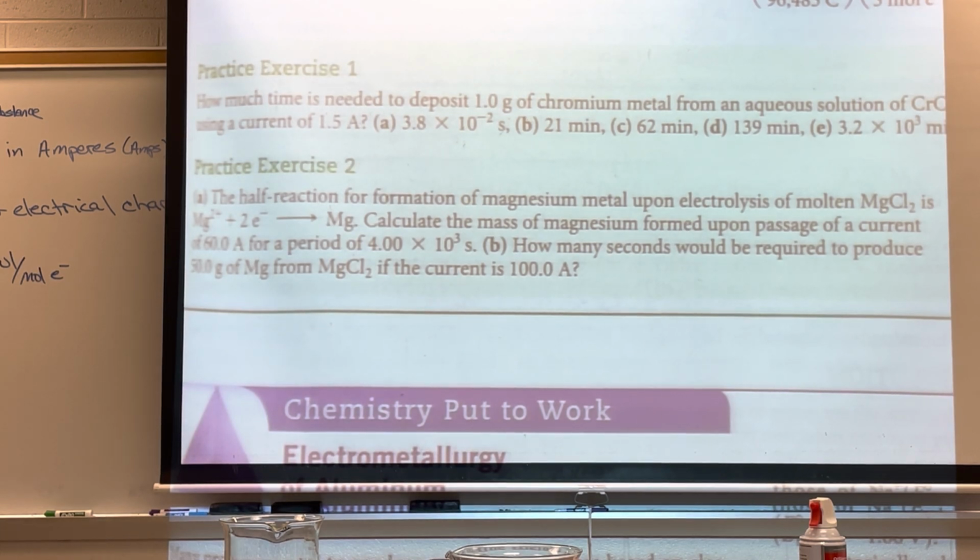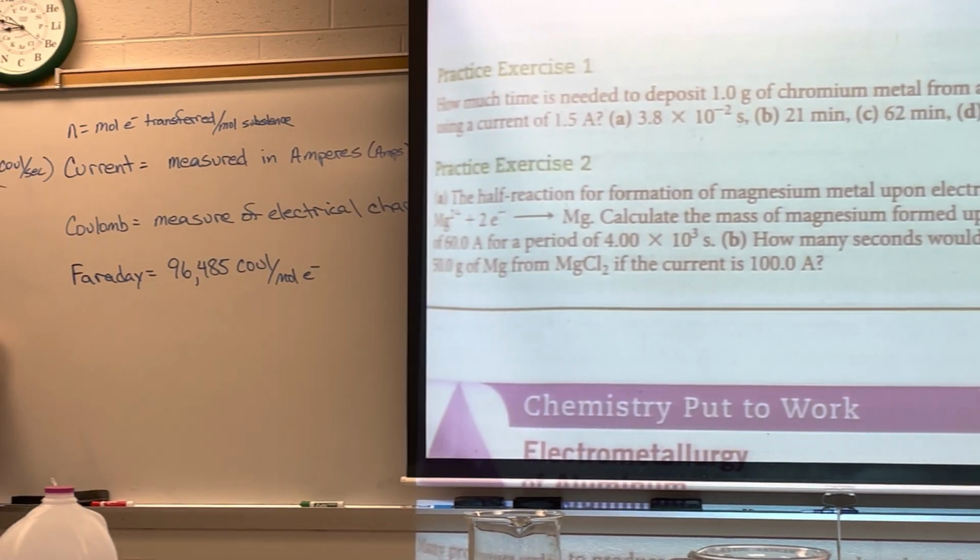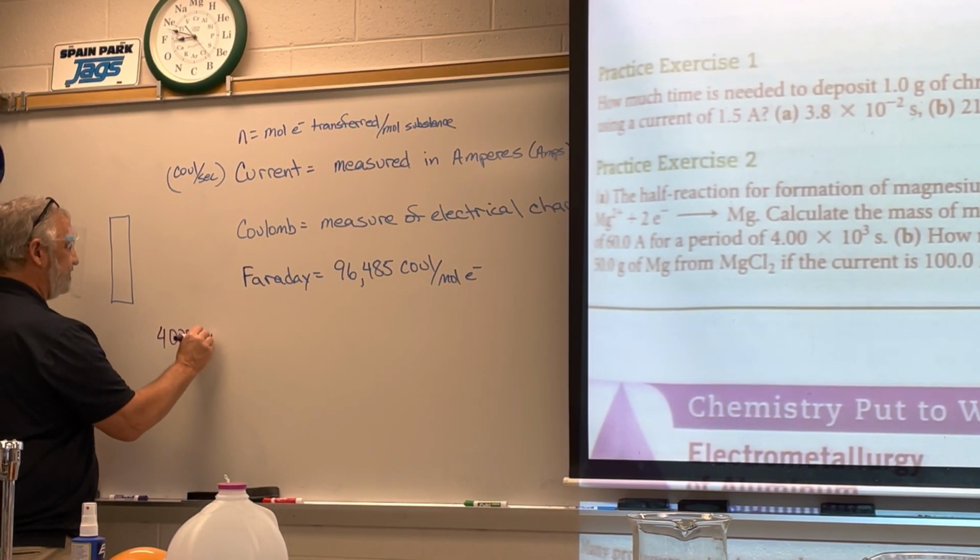Okay, so let's look at these. The half reaction for the formation of magnesium metal upon electrolysis of molten MgCl2 is given. Calculate the mass of magnesium when you pass a current of 60 amps for a period of 4,000 seconds. Okay, so again, we're starting with time this time, going to mass. So it's 4,000 seconds.